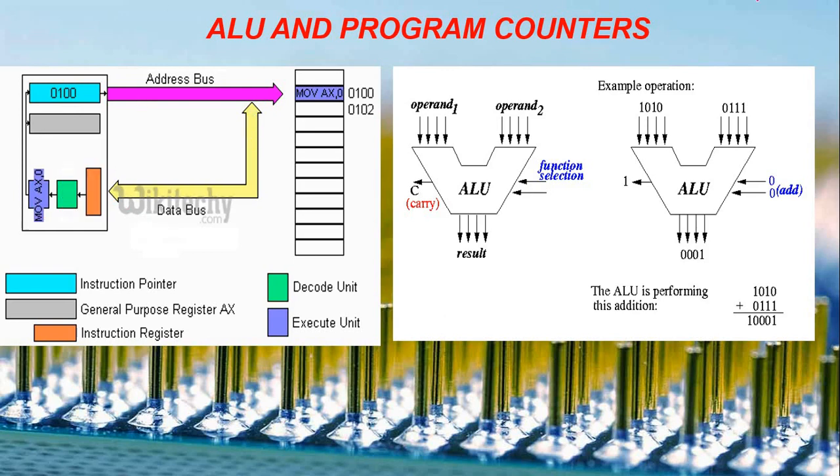See, ALU and program counters. What is a program counter? Program counter is nothing but an up counter. Okay, why is it called an up counter? It will always increment only, it will never get decremented. That's why it's called an up counter.